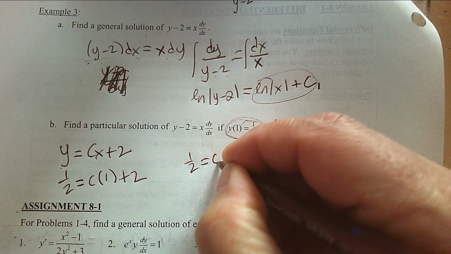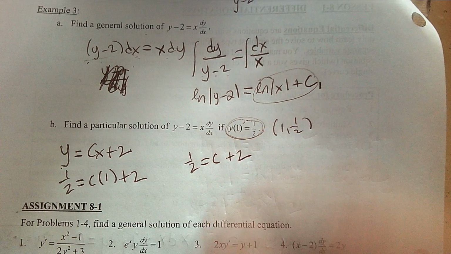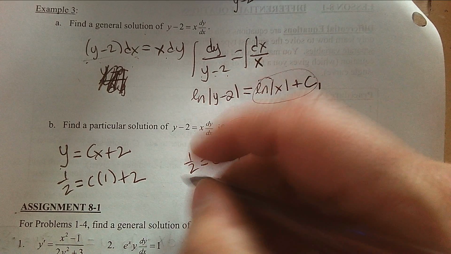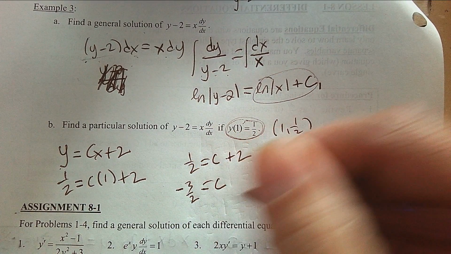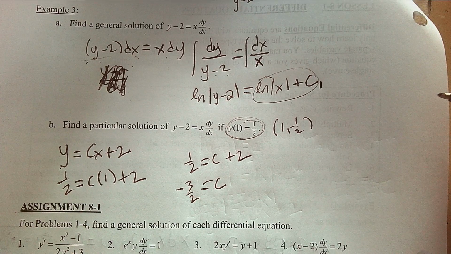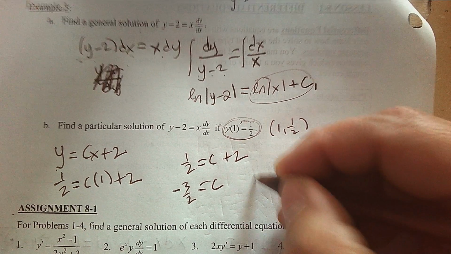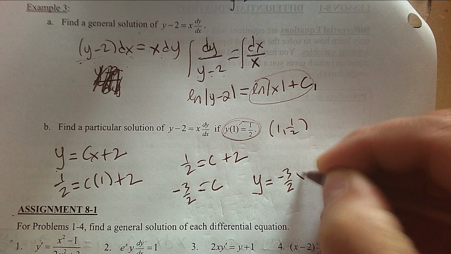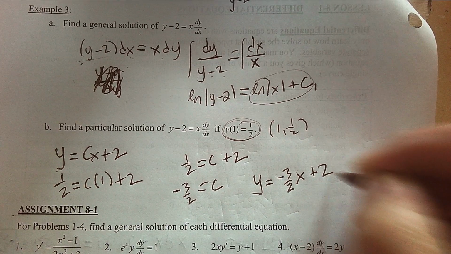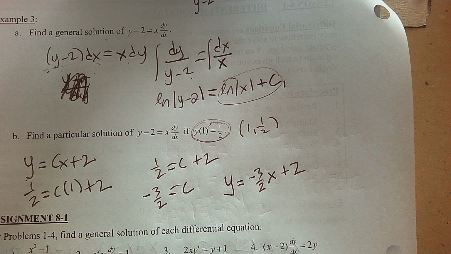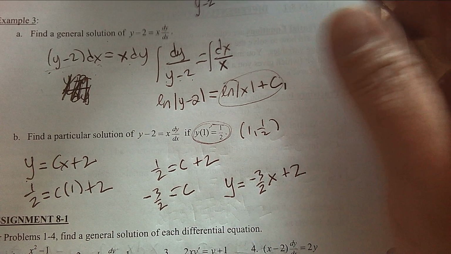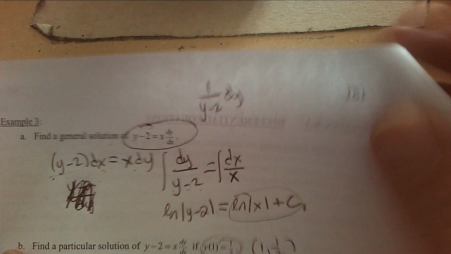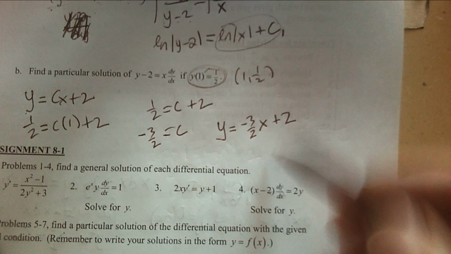So C times 1 is C. Subtract 2. What does C equal? You can go negative 3 over 2. You could tell me it's negative 1 and a half. All of that is beautiful. So what's the particular solution? Y equals negative 3 over 2 x plus 2. What does that mean? If I took the derivative, what would it match? If I plug in the point 1 and 1/2, it would be on there.